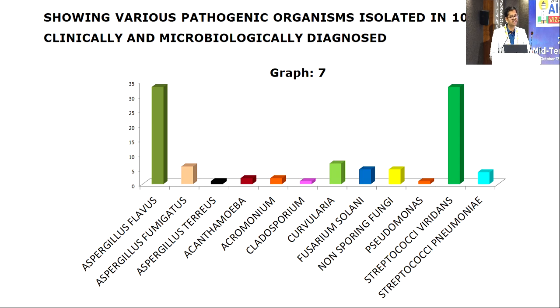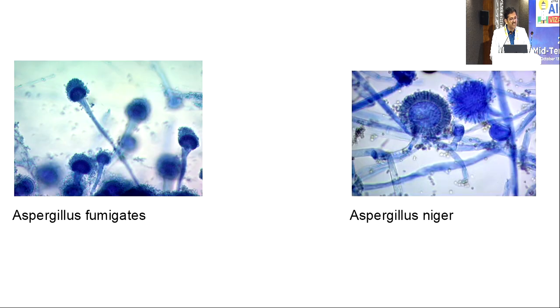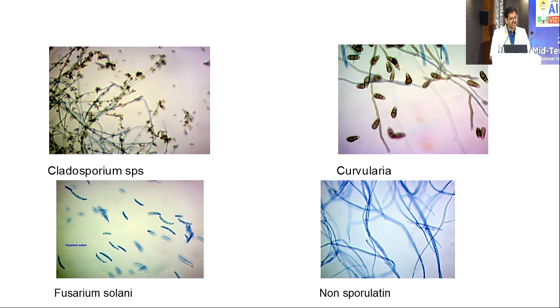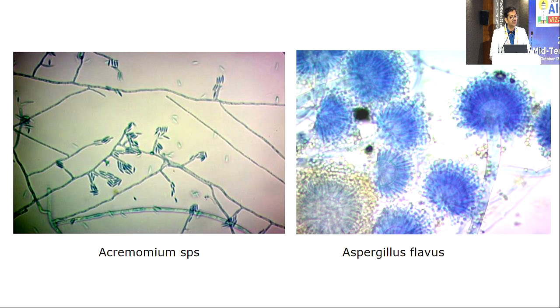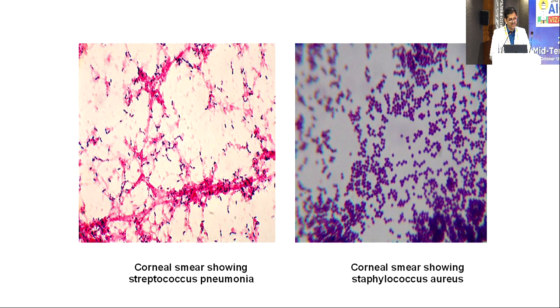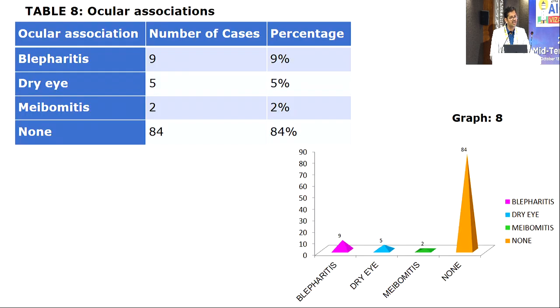Most of the cases were fungal, where different species were also identified. These are beautiful pictures we took from our culture reports. There are Aspergillus species and also Cladosporium, non-sporulating organisms, and Acremonium. This is Aspergillus flavus, which is the most common. And also the bacterial smears, showing streptococci and staphylococci.